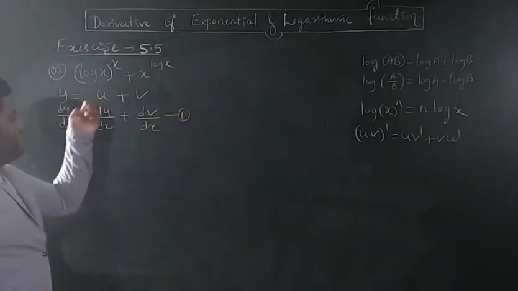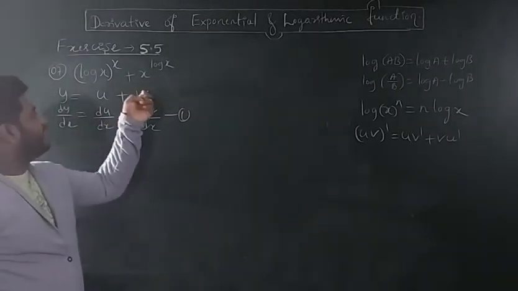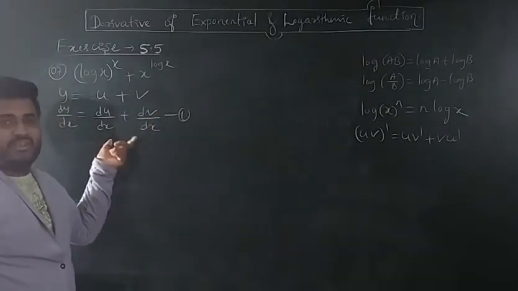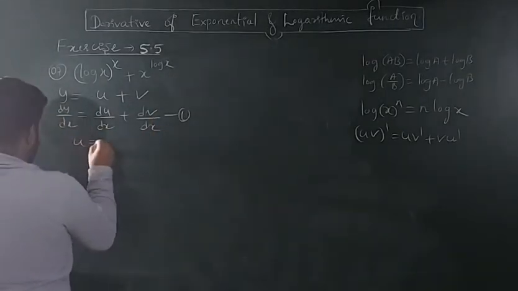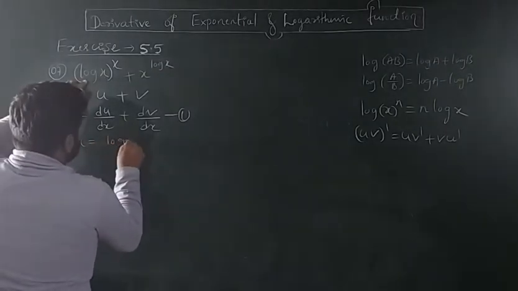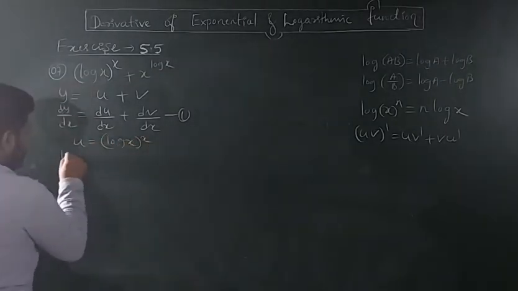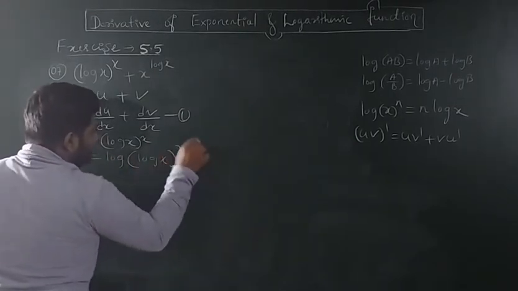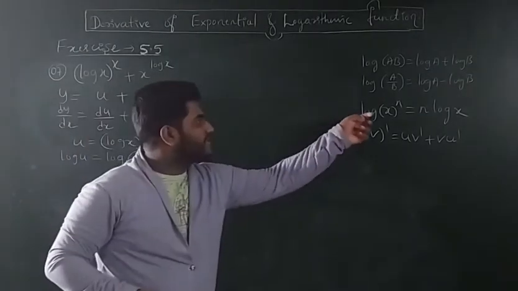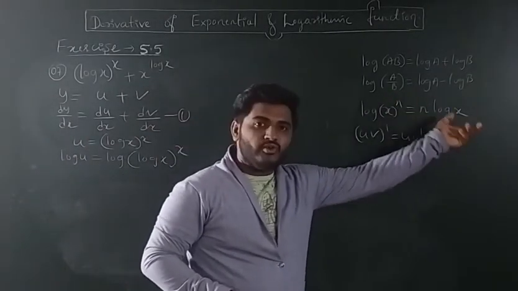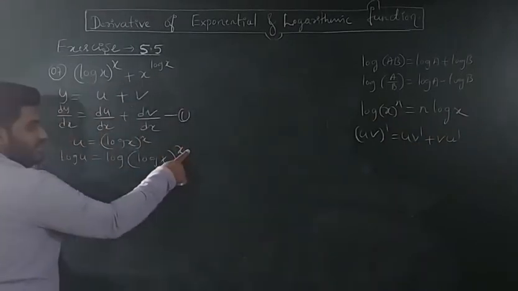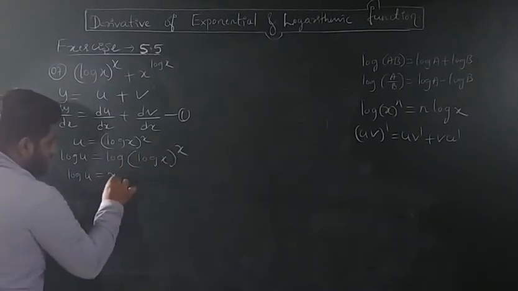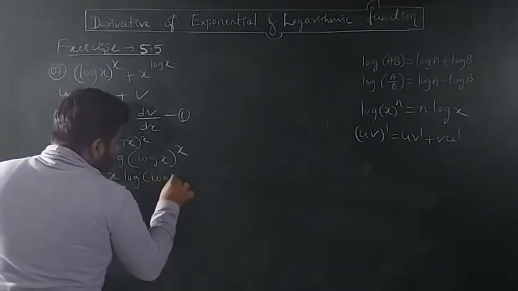So take u, differentiate it with respect to x. Take v, differentiate it with respect to x, and both the values we have to substitute in equation number 1. So take that u. u is equal to log of x to the power x. Applying log, log u is equal to log x to the power x. We already know log x raised to n is equal to n into log x. So we take the power to the front side. So log u is equal to, this x comes here, x into log of log x, right?